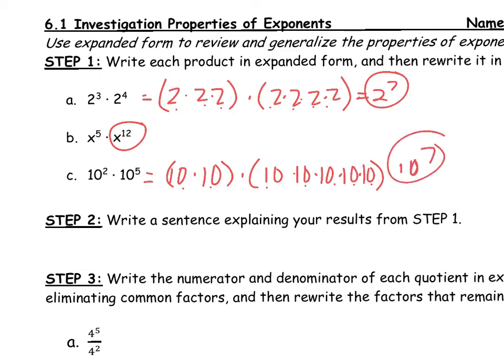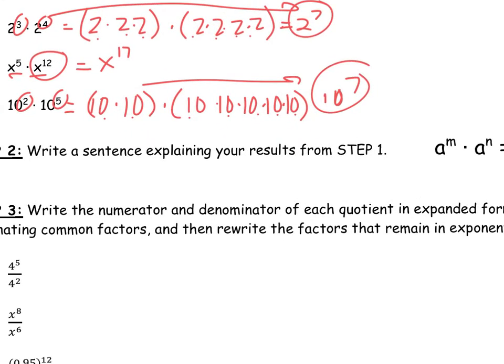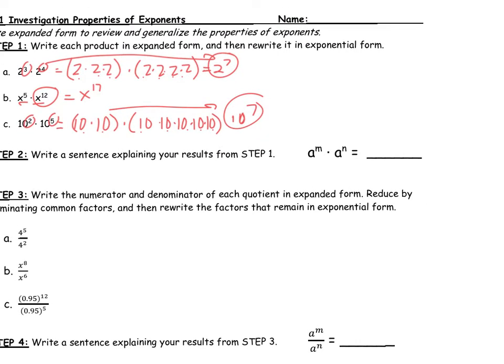Now if you look at that, that's a 2 and a 5. How'd we get 7? That's a 3 and a 4. How'd we get 7? You're adding the exponents. So if you're multiplying like bases, which we are right here, x to the 5th times x to the 12th, you really add exponents. So that's x to the 17th. Okay?